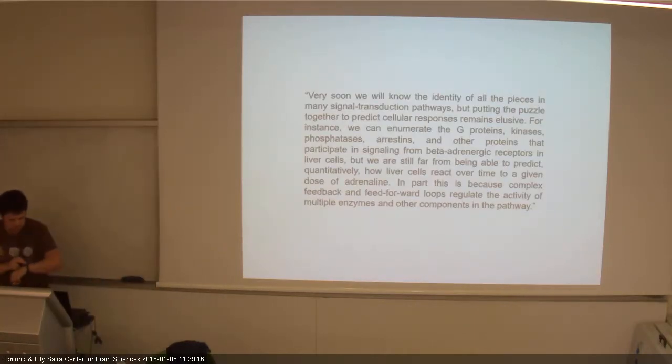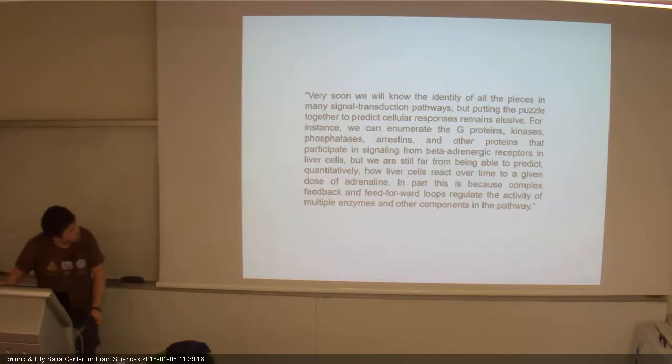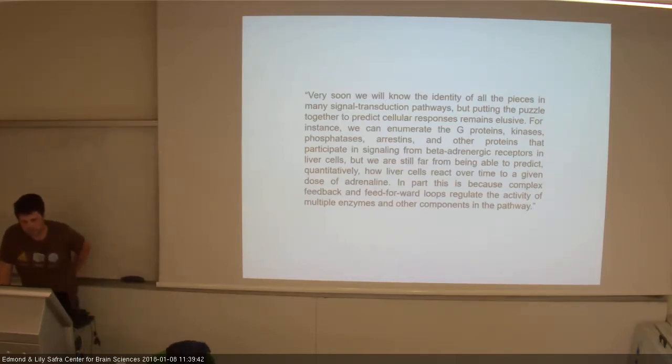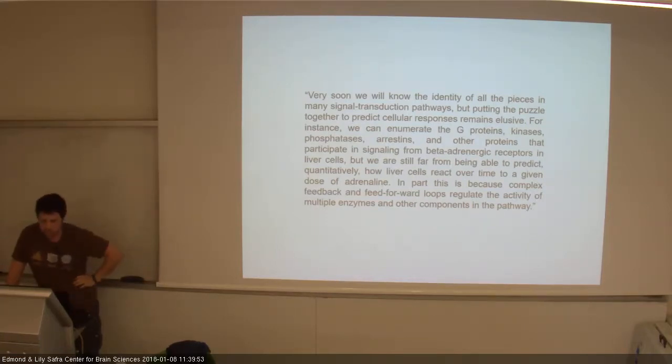So I'll just finish this chapter with a quote from the book: very soon we will know the identity of all the pieces in many signal transduction pathways, but putting the puzzle together to predict cellular responses remains elusive. For instance, we can enumerate the G proteins, kinases, phosphatases, arrestins, and other proteins that participate in signals from the beta-adrenergic receptor in liver cells, but we are still far from being able to predict quantitatively how liver cells react over time to a given dose of adrenaline.